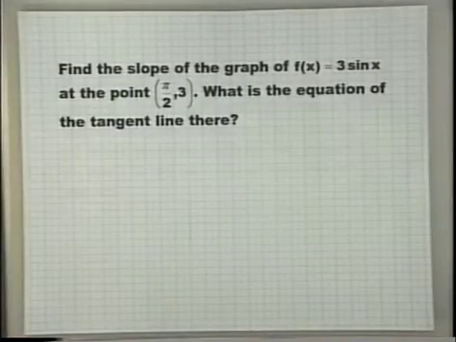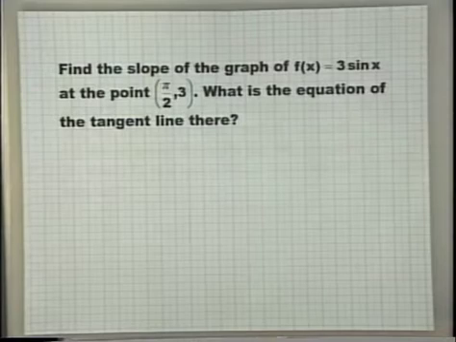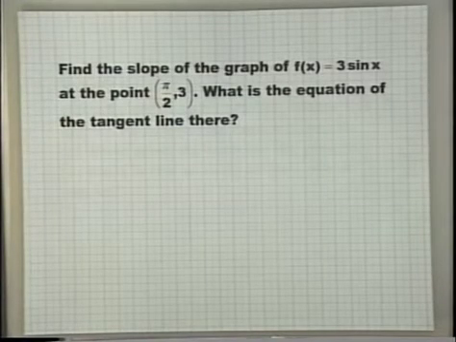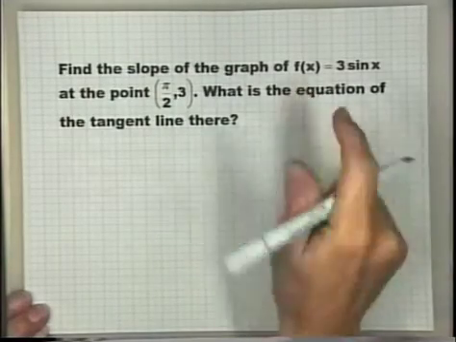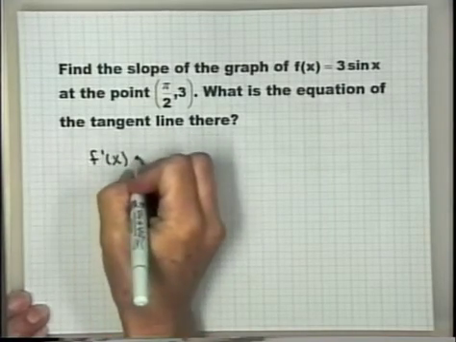Okay, well, let's look at an applied problem here. Find the slope of the graph of f of x equals 3 sine x at the point pi over 2, 3. And then what is the equation of the tangent line there? Well, recall that we get the slope of a graph from the derivative, don't we? So if f of x equals 3 sine x, let's take the derivative, f prime of x.